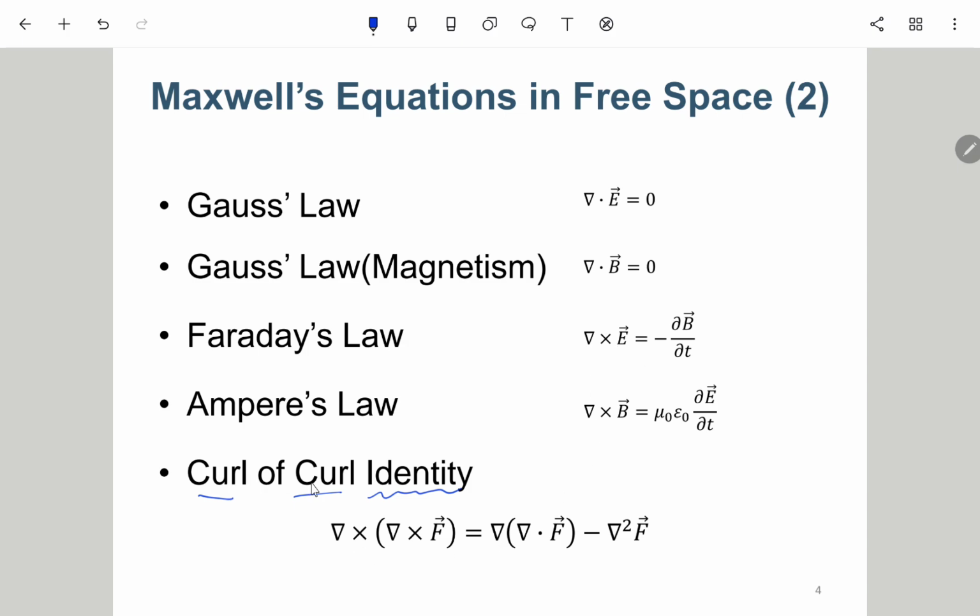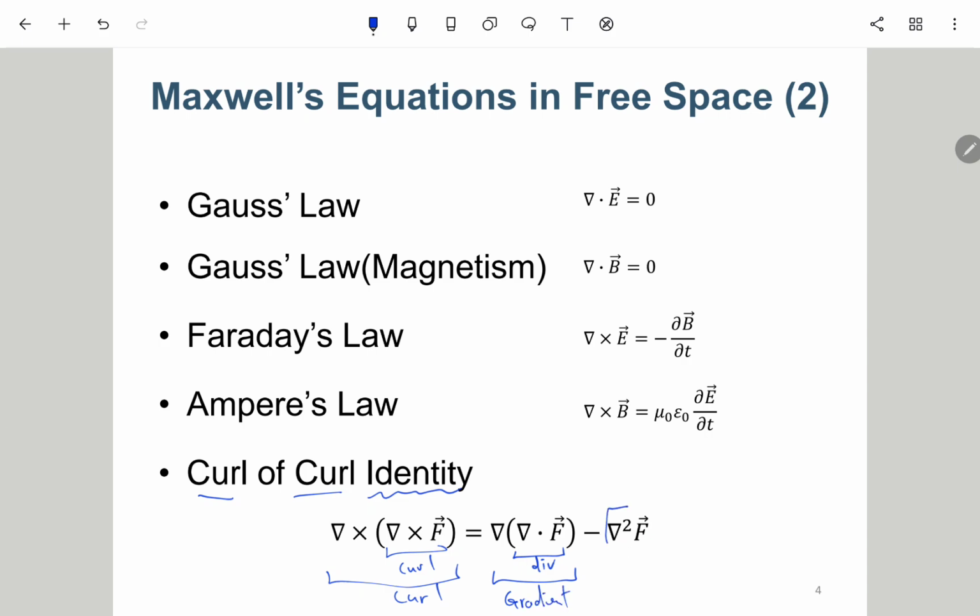Okay, so the curl of curl identity, if you just check out Wikipedia, you can actually find it, or maybe you just simply Google curl of curl identity. You will also find this. It's like the curl of f and then take a curl again. So it is called the curl of curl identity. And on the right side, okay, this one is the divergence, and then we take the gradient of it.